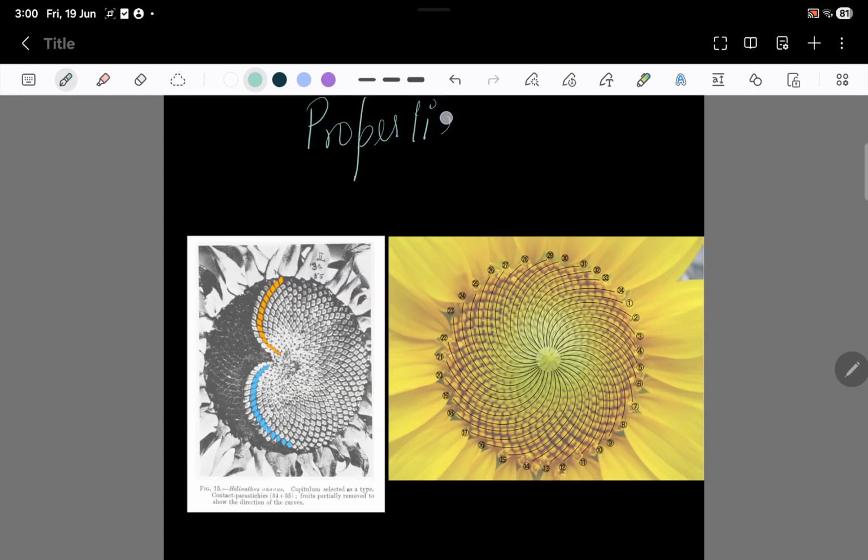Properties of life. Okay. Number one is order. So, what is order? Everything in a living organism is very well organized. We can say cellular organization.